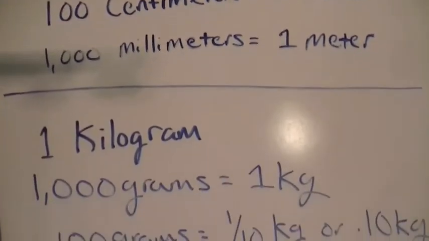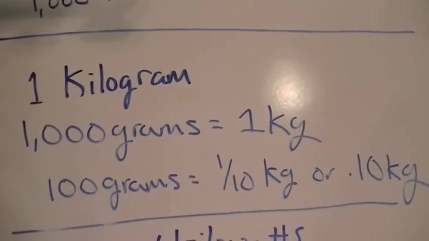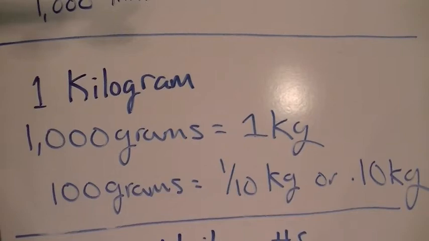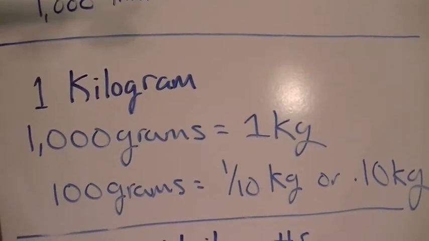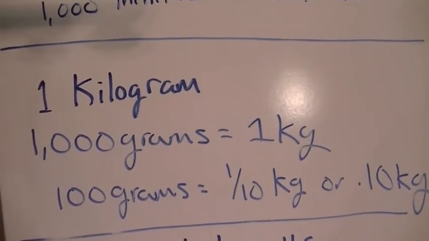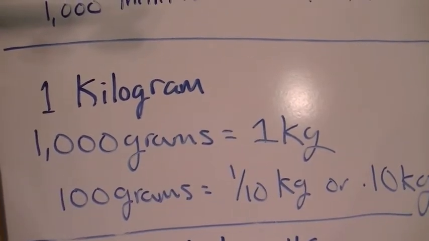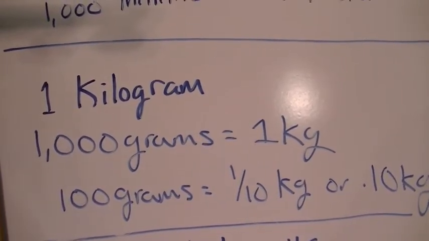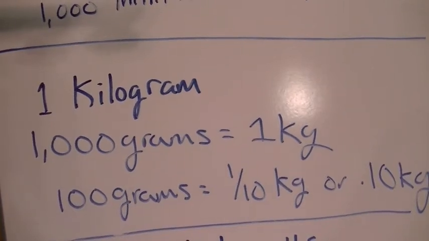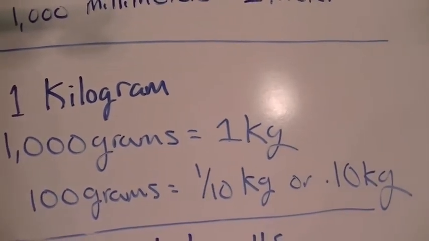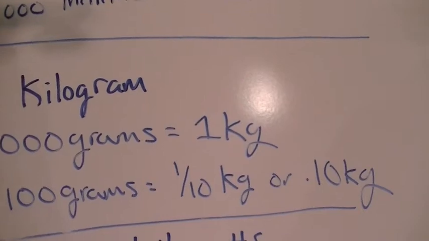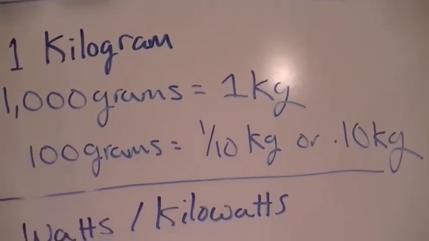As we roll down to kilograms, kilogram is the base unit, right? Your answers will typically require you to report the final result in kilograms. Just so you know, 1,000 grams equals 1 kilogram. So therefore, 100 grams is a tenth of a kilogram, or 0.10 kilograms. We'll come back to that one.